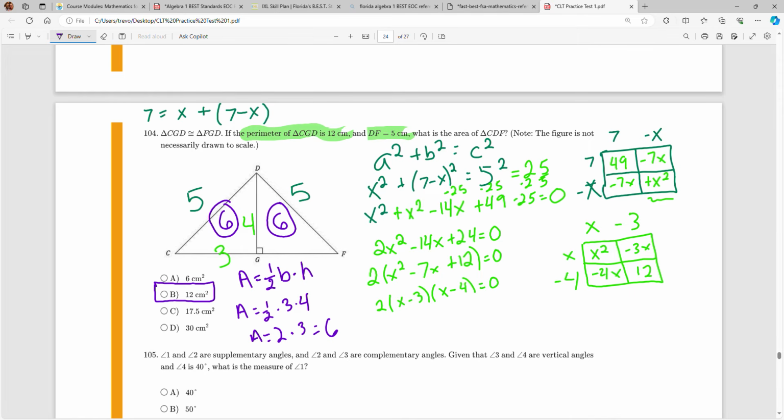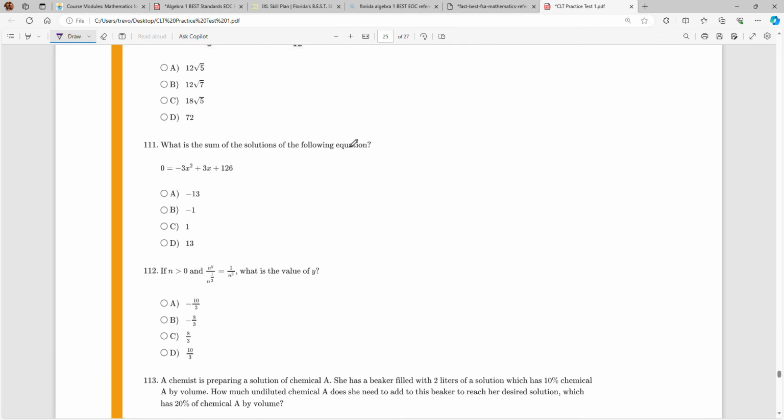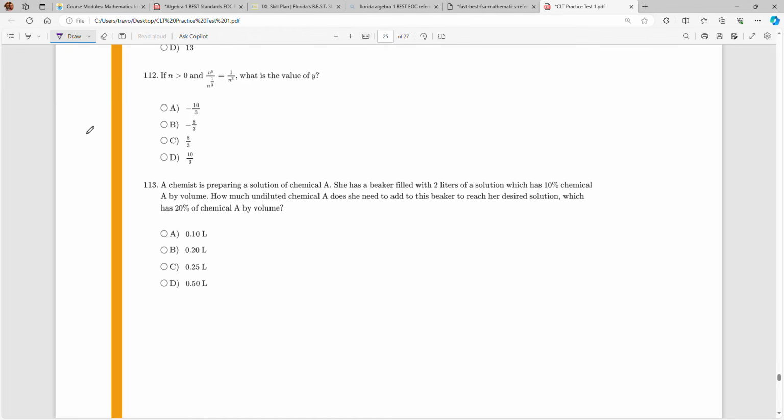And let me see what else was on my request list. Number 112 and 115. Okay, so number 112: if n is greater than 0 and n to the power of y over n to the power of 1/3 equals 1 over n to the power of 3, what is the value of y?